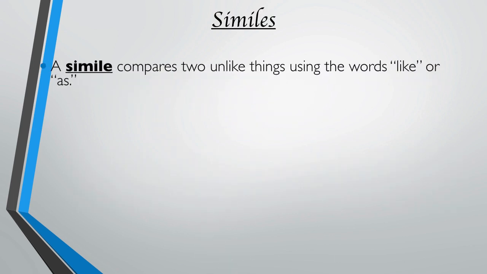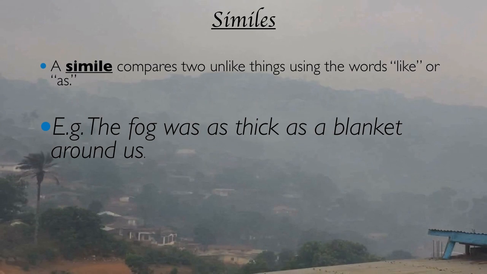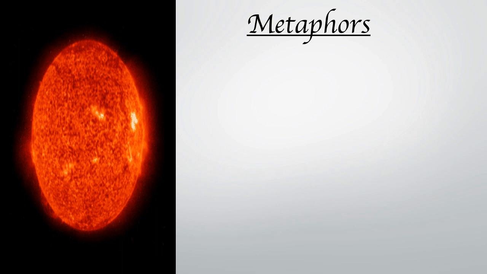A simile compares 2 unlike things using the words like or as. For an example, the fog was as thick as a blanket around us. Which 2 things are being compared here? If you said fog and blanket, you are absolutely correct. The fog is being compared to the thickness of a blanket.